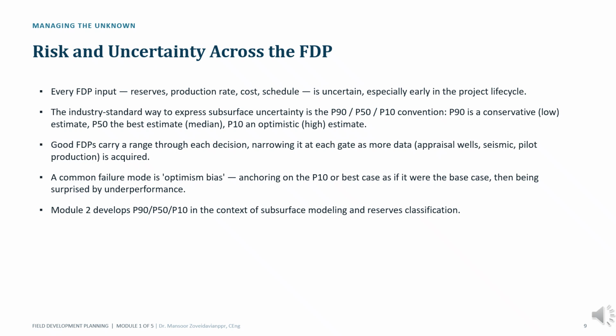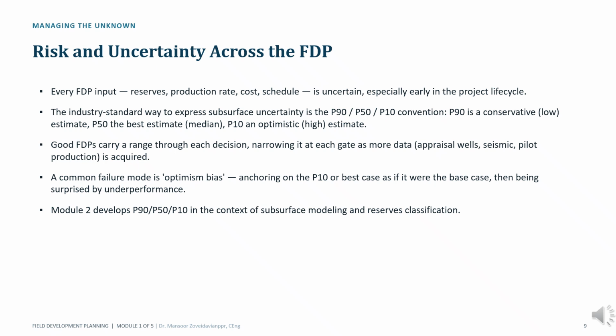The industry standard for expressing subsurface uncertainty is the P90, P50, and P10 framework. P90 represents a conservative estimate, meaning there is a high probability that actual outcomes will exceed that value. P50 represents the median or best estimate. P10 represents an optimistic estimate, where there is a lower probability of achieving a better outcome. As projects mature, additional information becomes available through appraisal wells, seismic interpretation, reservoir studies, and pilot production programs. The objective is to progressively reduce uncertainty and narrow the range between outcomes.